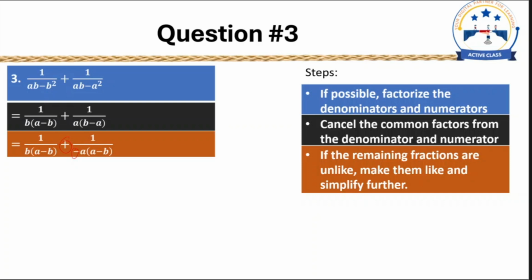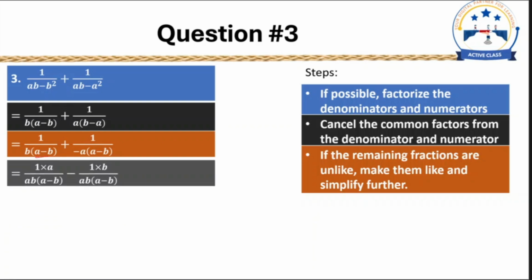Likewise, if we compare the denominators of these two fractions, they are different, means they are unlike. And we can make them like. a minus b and a minus b are common factors, right? Only the first fraction has b extra and the second fraction has a as the extra factor. So if I want to make them like, then I can multiply the first fraction with a and the second fraction with b. See, I multiplied both the numerator and denominator of the first fraction with a and that of the second fraction with b in order to make the denominators same.